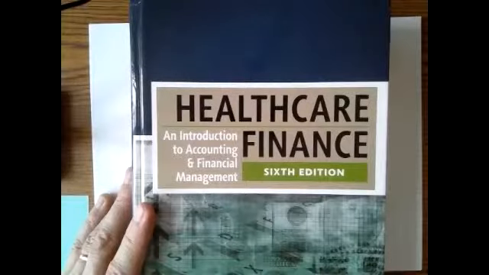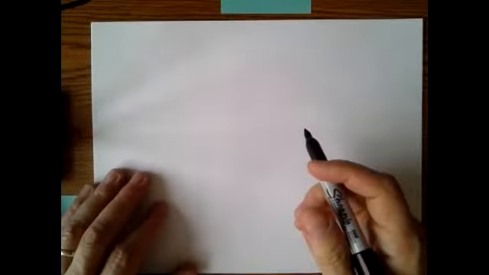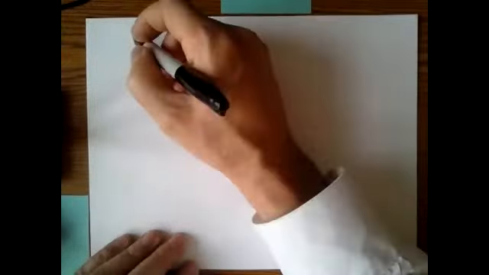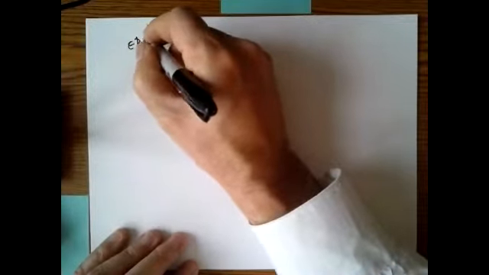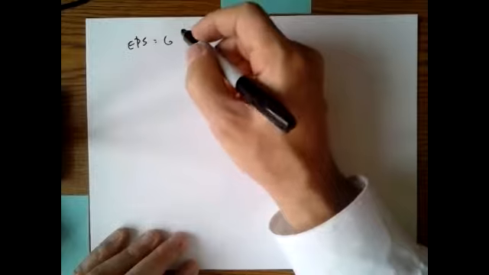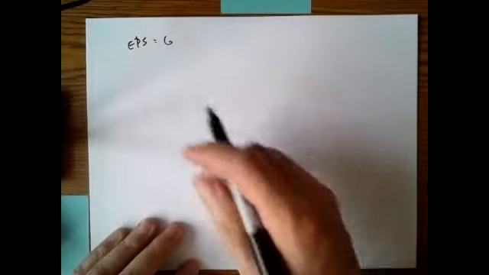This video will go through problem 12.1 from Gapenski's Healthcare Finance 6th edition. In problem 12.1, we're asked to compare two stocks, one that is a growth stock and the other that is going to pay out its whole earnings in the form of dividends. So both firms are going to have earnings per share equal to $6, right?